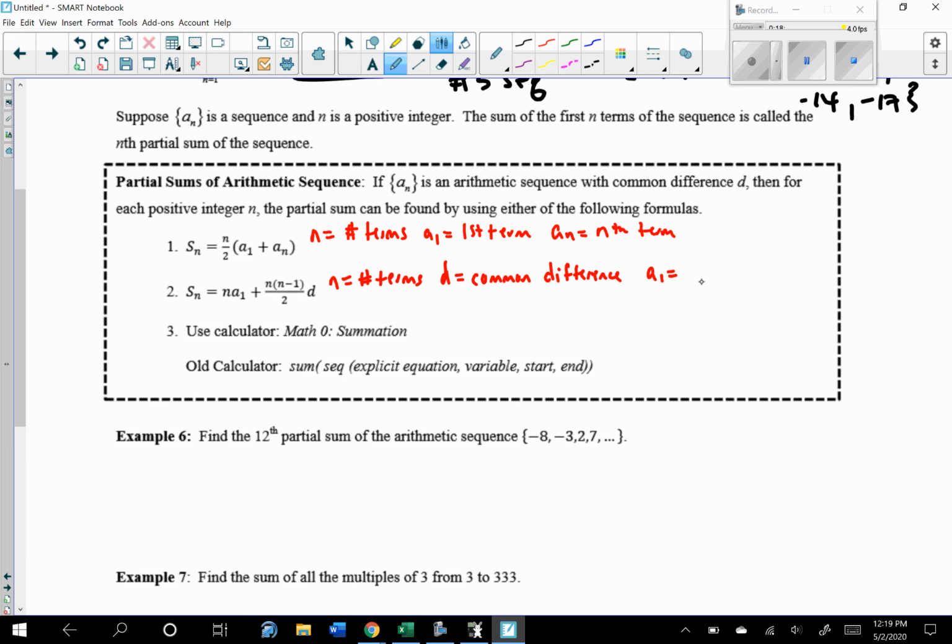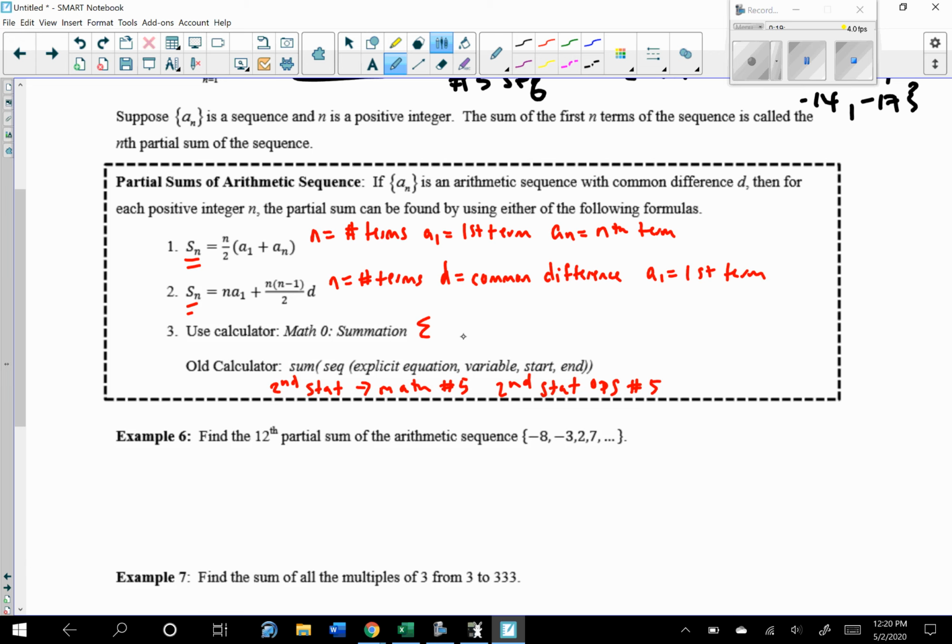And of course, we know a sub 1 is equal to the first term. And remember, S of n just stands for the partial sum, so that's just the total partial sum. Or we can use our math calculator, which if we go to math and 0, which is the summation, we can use that. And if you have an older calculator, again, I wrote it out here. To get that, remember it's second stat, right arrow either to math and number 5, or second stat and options number 5. So the second stat, math number 5, is the sum, and the second stat, options number 5, is the sequence.